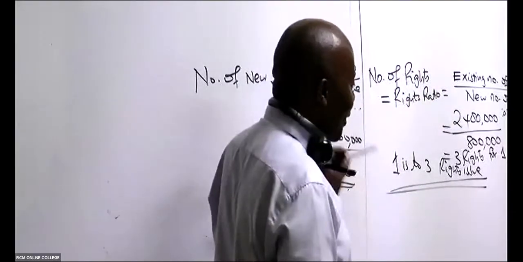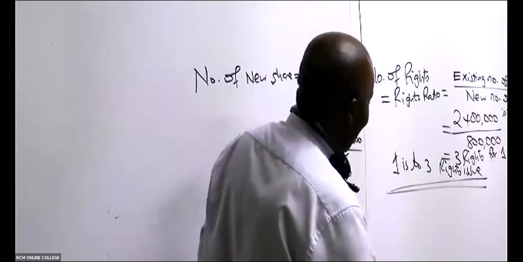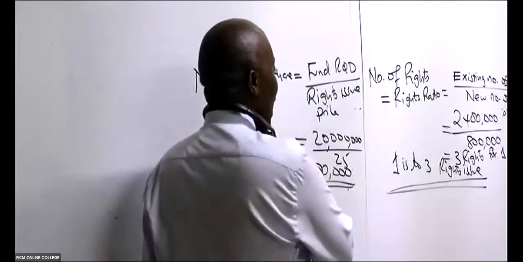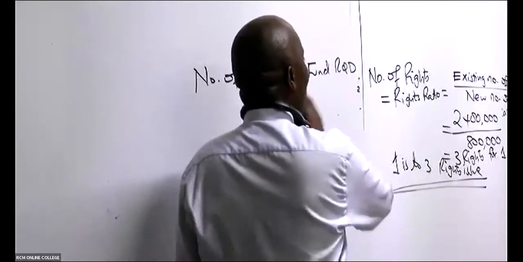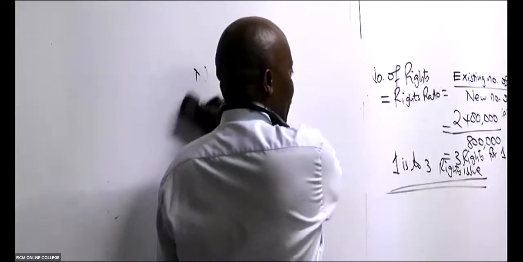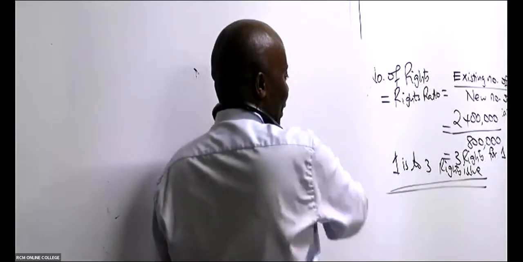1 new share for 3 old, isn't it? Yes. It can never be the other way around. The farm will die. You can't have 1 old share and then you are given 3 new.